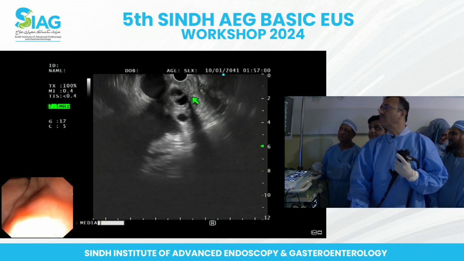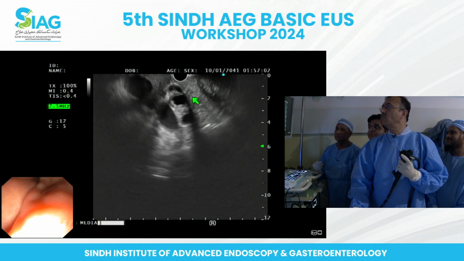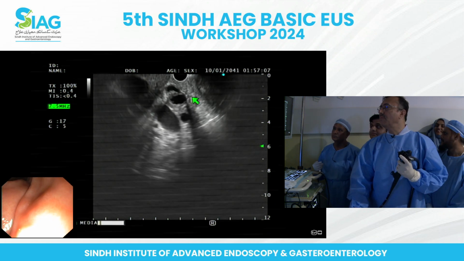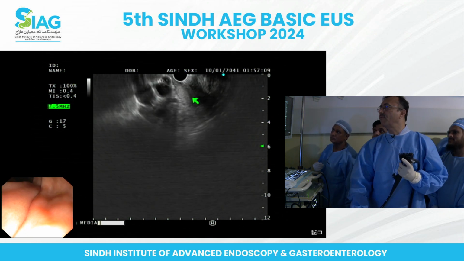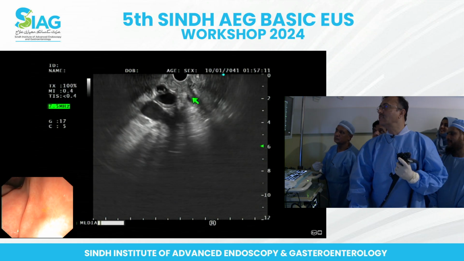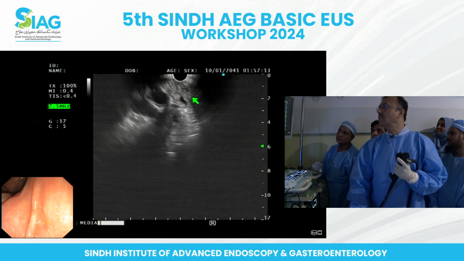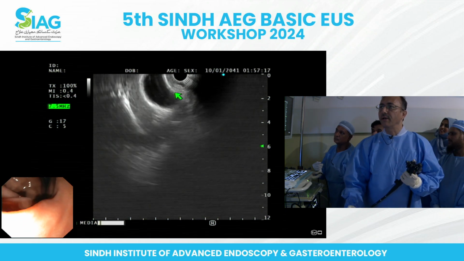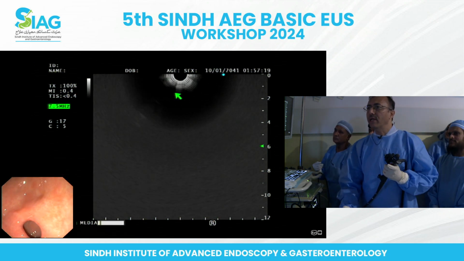Now what do we see? We have something in the lumen of the duct. Now this can be sludge, this may be the stent. So what do you think? If we see two parallel lines, then it's the stent. You see over here we have the two parallel lines. So this is most likely the stent over there. So we need to go back in.